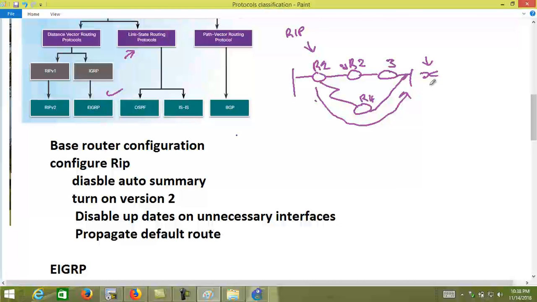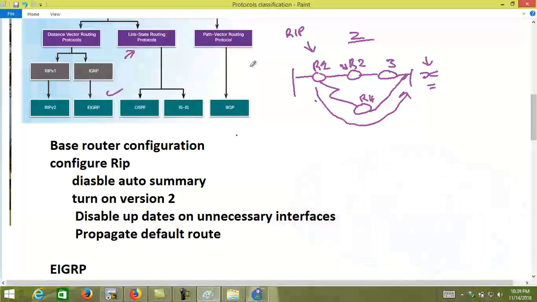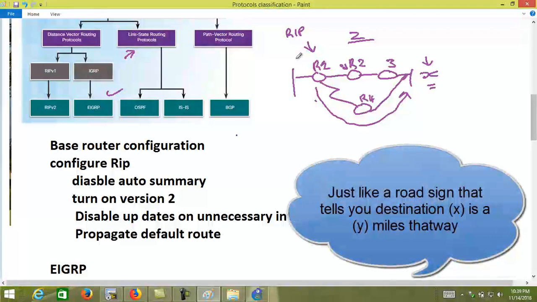You see that I'm learning about network X from both router 2 and router 4. Router 4 is telling me that it's just 1 hop to reach there, but router 2 is saying that for me to reach that network is 2 hops. It will cost me 2. So the vector here is 2, or the cost. So what do we mean by distance vector? Vector is the direction. The distance is the cost.